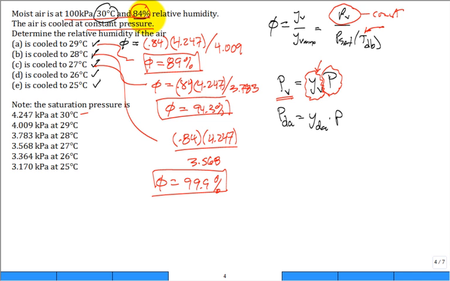27 degrees. So if I go to 26 degrees, what is the relative humidity? 100%. Don't let it go above 100. That just means you're condensing some. And then the relative humidity at 25, 100%. True? Okay.